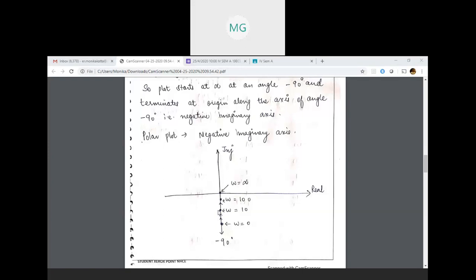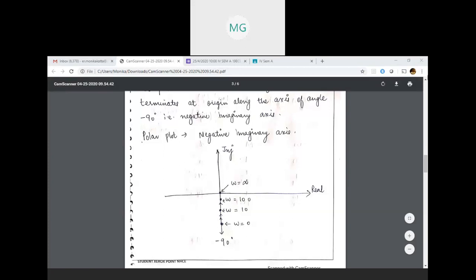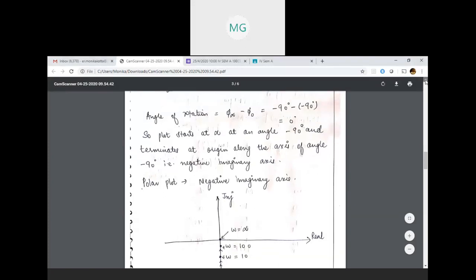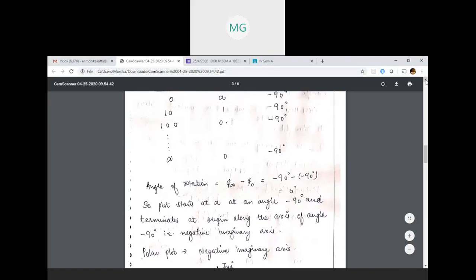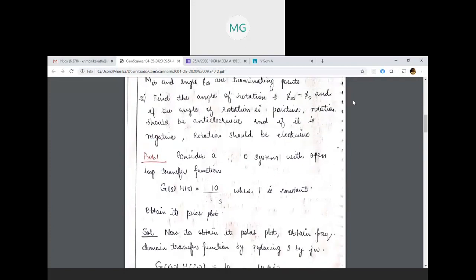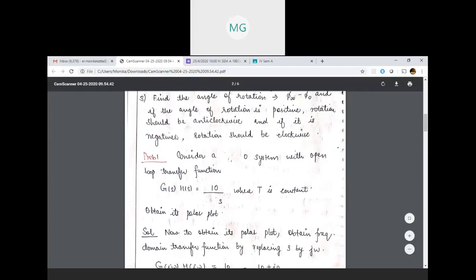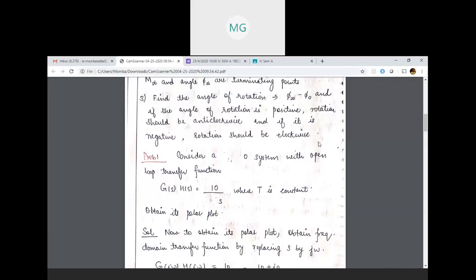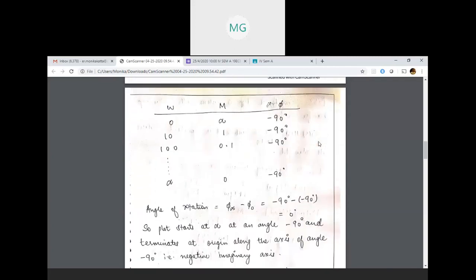Okay. So, what is the polar plot for this question? It is the negative imaginary axis. Now, what is the angle of rotation? Angle of rotation is phi infinity minus phi 0. Since the angle remains constant here, it becomes 0. So the angle of rotation is 0, so you can't comment on the direction. You know the last point: if the angle of rotation is positive, rotation should be anti-clockwise, and if it is negative, rotation should be clockwise. But we don't have any angular curve here. We have a straight line, so we'll just ignore this part for this particular question. Is that clear?